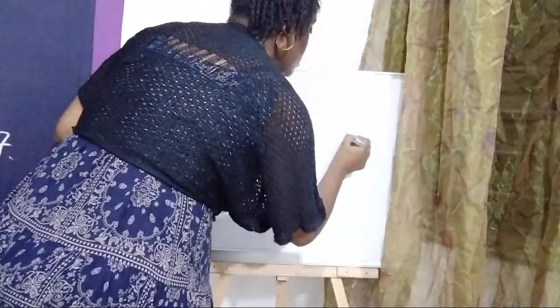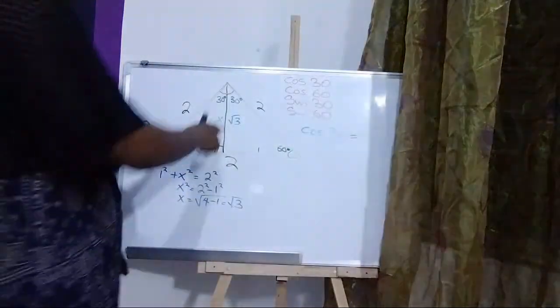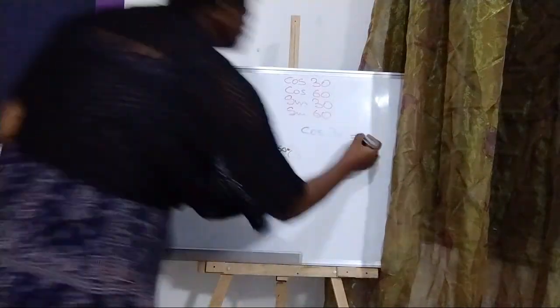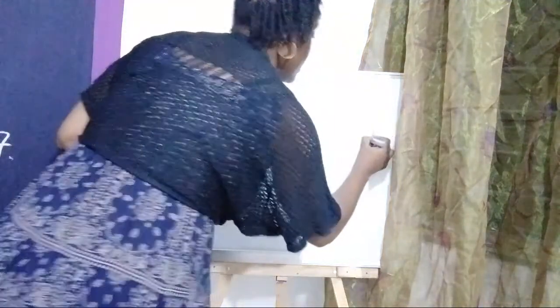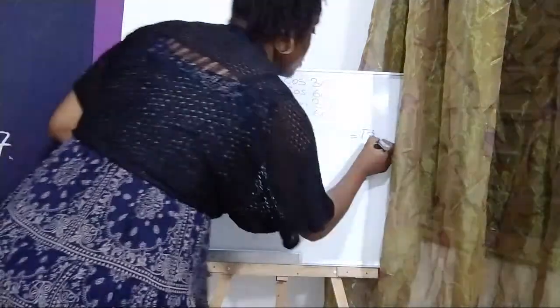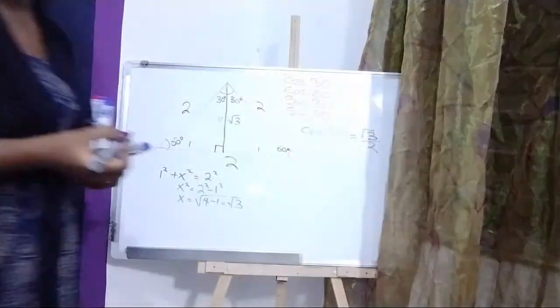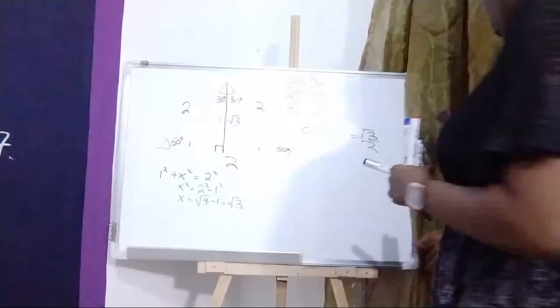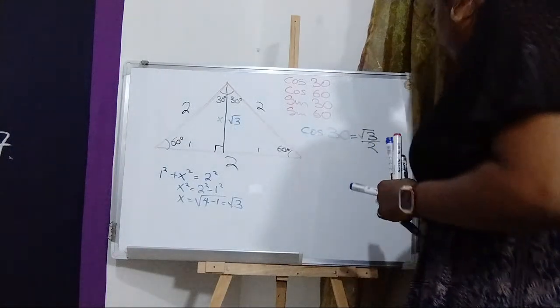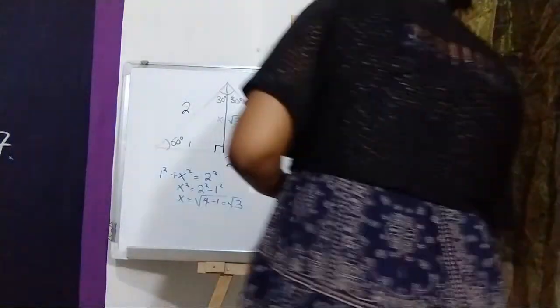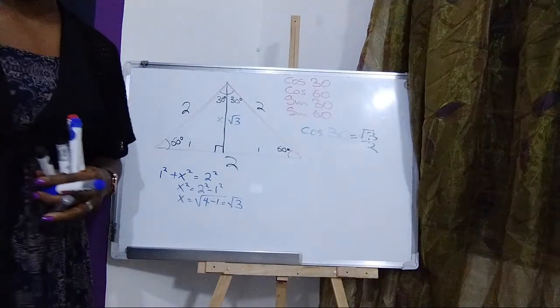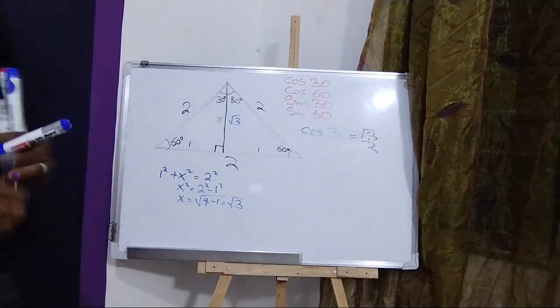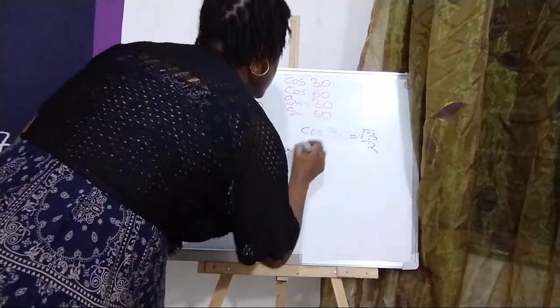Cos 30 is equal to adjacent over hypotenuse. The adjacent of this cos 30 is what? Root 3. While the hypotenuse is what? 2. So cos 30 is root 3 all over 2. All right? Then cos 60.